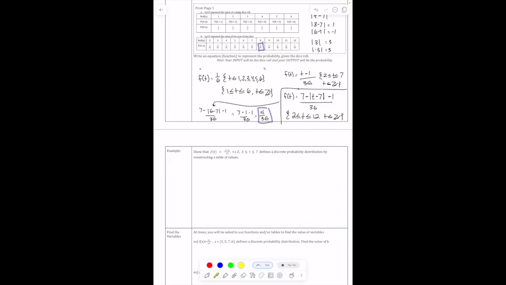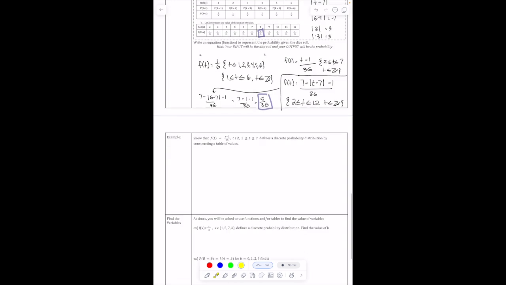So the most common way that you will be using probability distribution functions is to show whether or not something is a probability distribution function. And to do that, you'll use a table. So for this one here, we've got our function t.